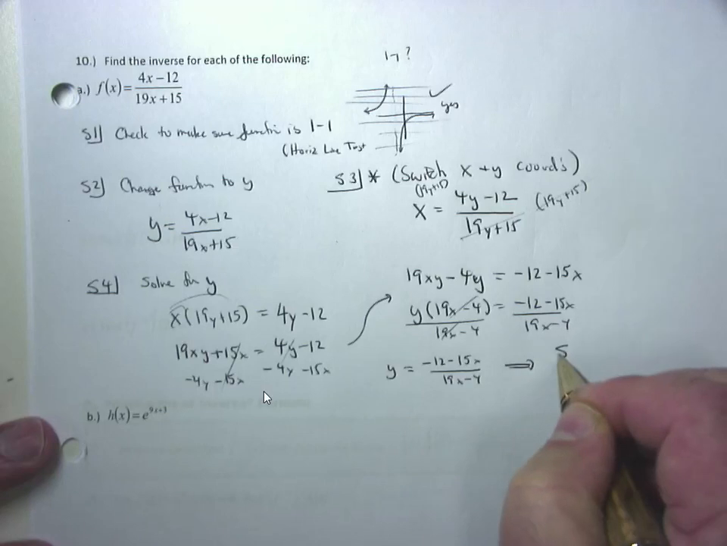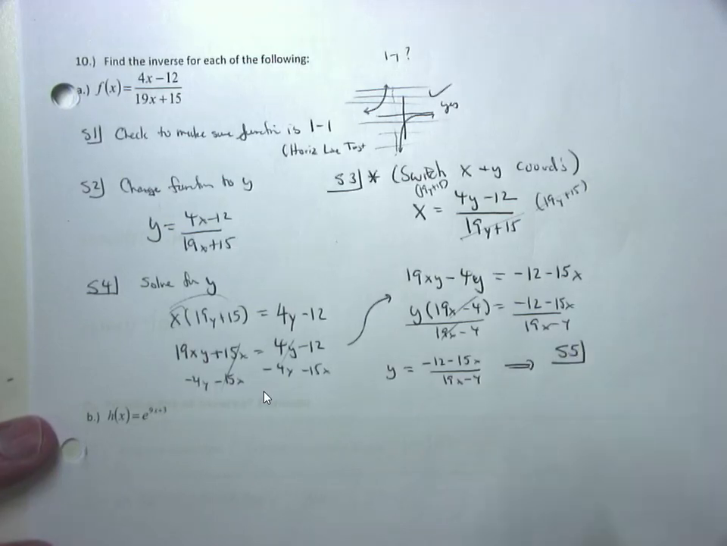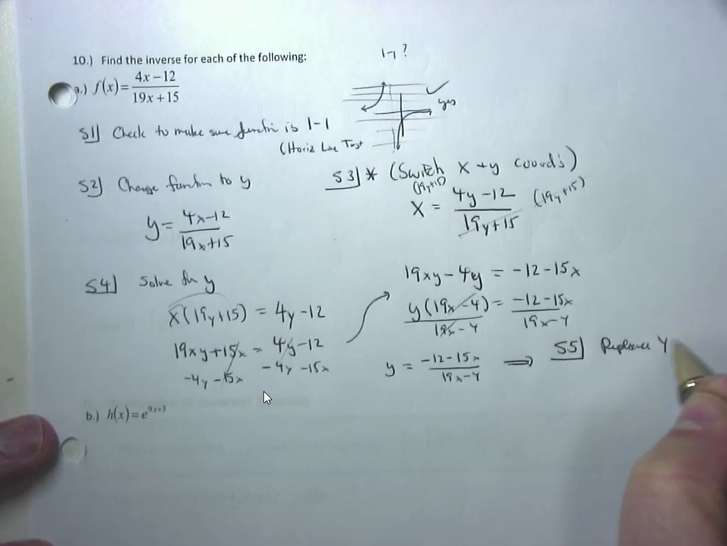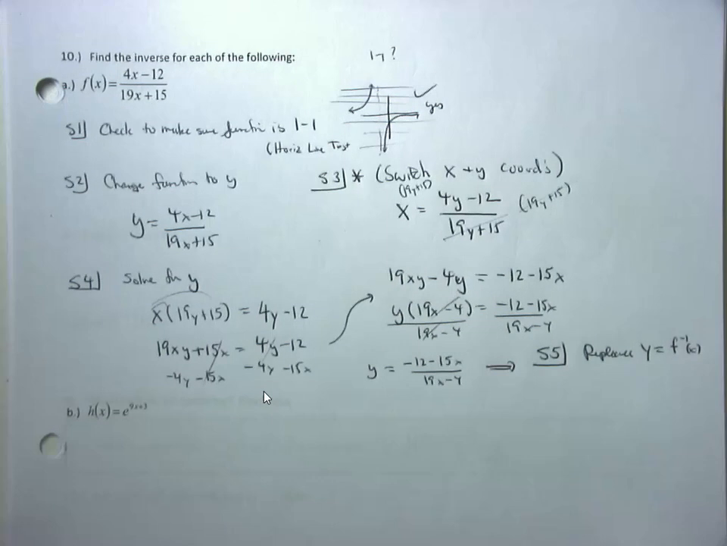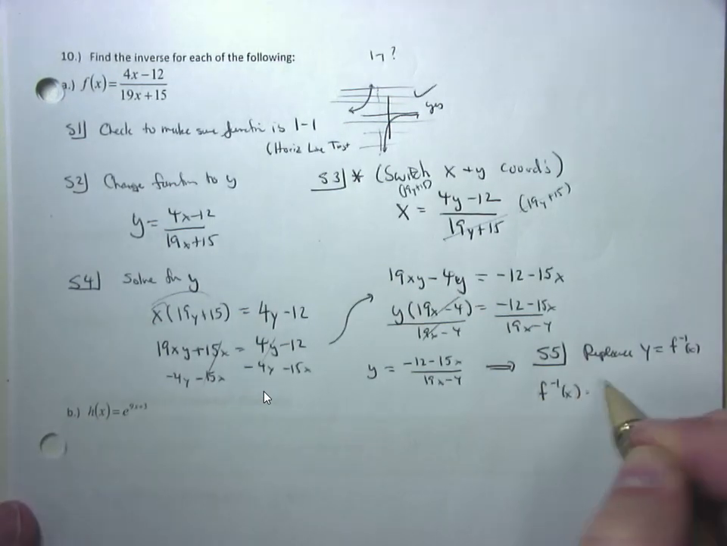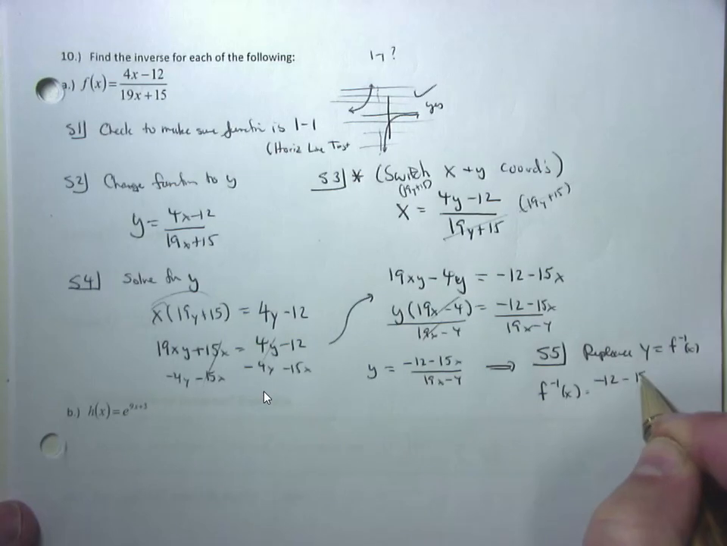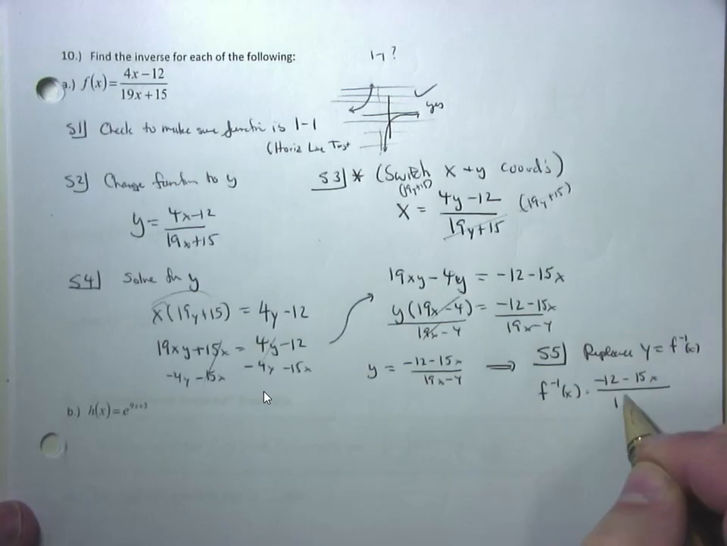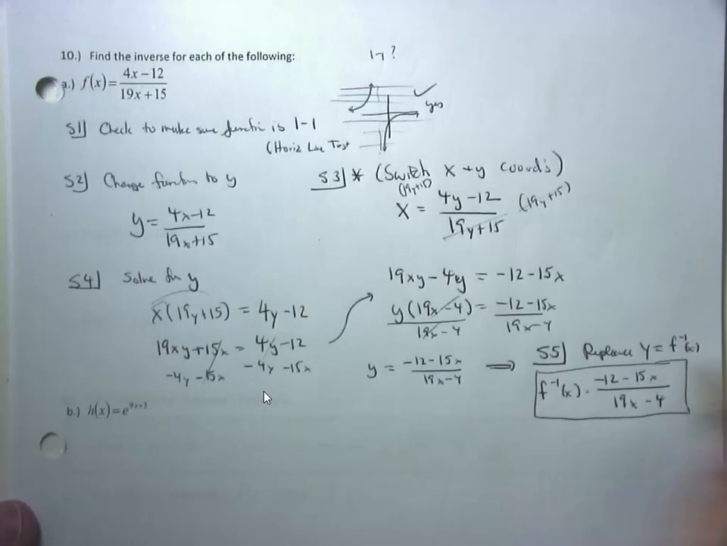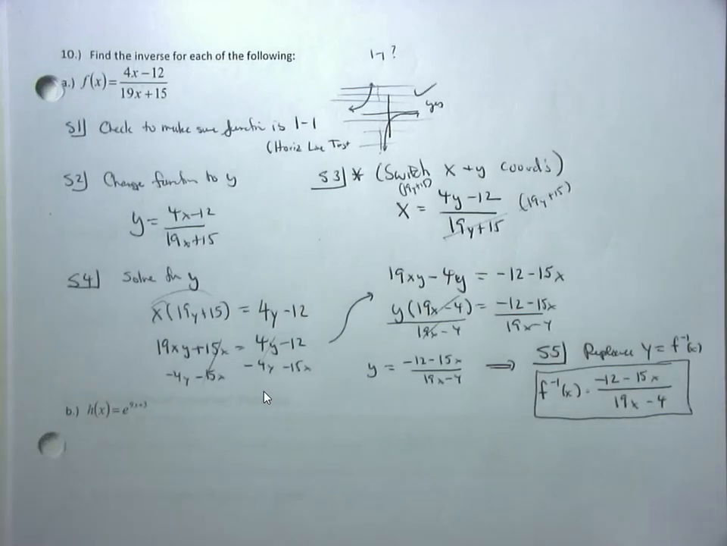And then there's one last step, step number 5, and that is replace the y with the f inverse of x notation. So the answer is f inverse of x is equal to negative 12 minus 15x divided by 19x minus 4. The inverse function.